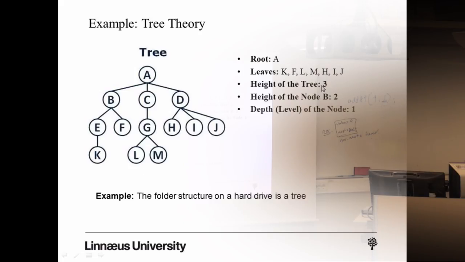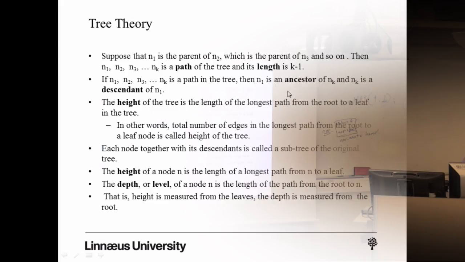Then the height of the tree is the length of the longest path. So you need to find the longest path, and then find the number of edges to get the height. Similarly, we have another concept, the depth. The depth or level of a node n is the length of the path from the root to n. Just remember the difference: height is measured from the leaves to the node, and depth is measured from the root to the particular node.